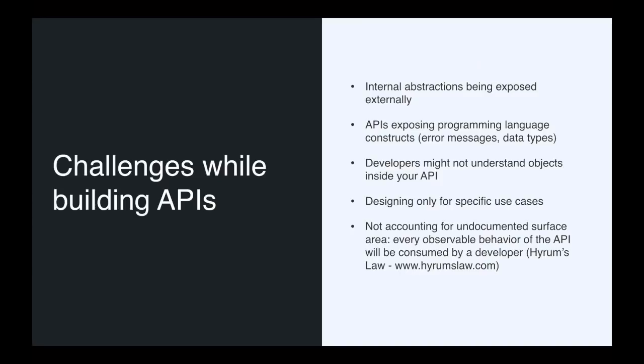And you encounter a lot of challenges when you're building APIs. You can expose internal abstractions that were never meant to go out of your company and cause some inadvertent behavior on the outside. If you're building an API using a programming language like Java or PHP, those constructs and the error messages and the data types that you end up exposing through the API might just cause weird behavior outside. And in some cases, developers might not understand your API at all. And if you're building a complex API, you might still end up building a complex API for very simple use cases. And that means that your API cannot be extended for more and more applications.